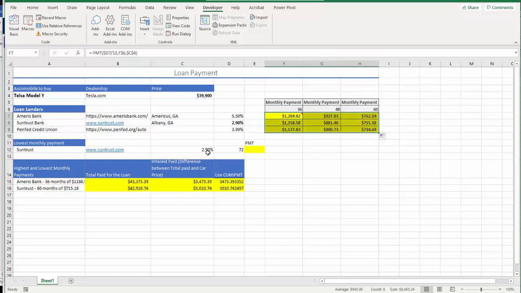Okay, second calculation, while looking is I set up for lowest monthly payment. So among those 9 different scenarios, which one has the lowest amount? Right there, right? 715 for SunTrust, because it's got a 60-month loan period. So that's what I pick up here. And the idea is I want to increase the loan period by 1 year, which is 12 months, right? So that'll give us 72 months.